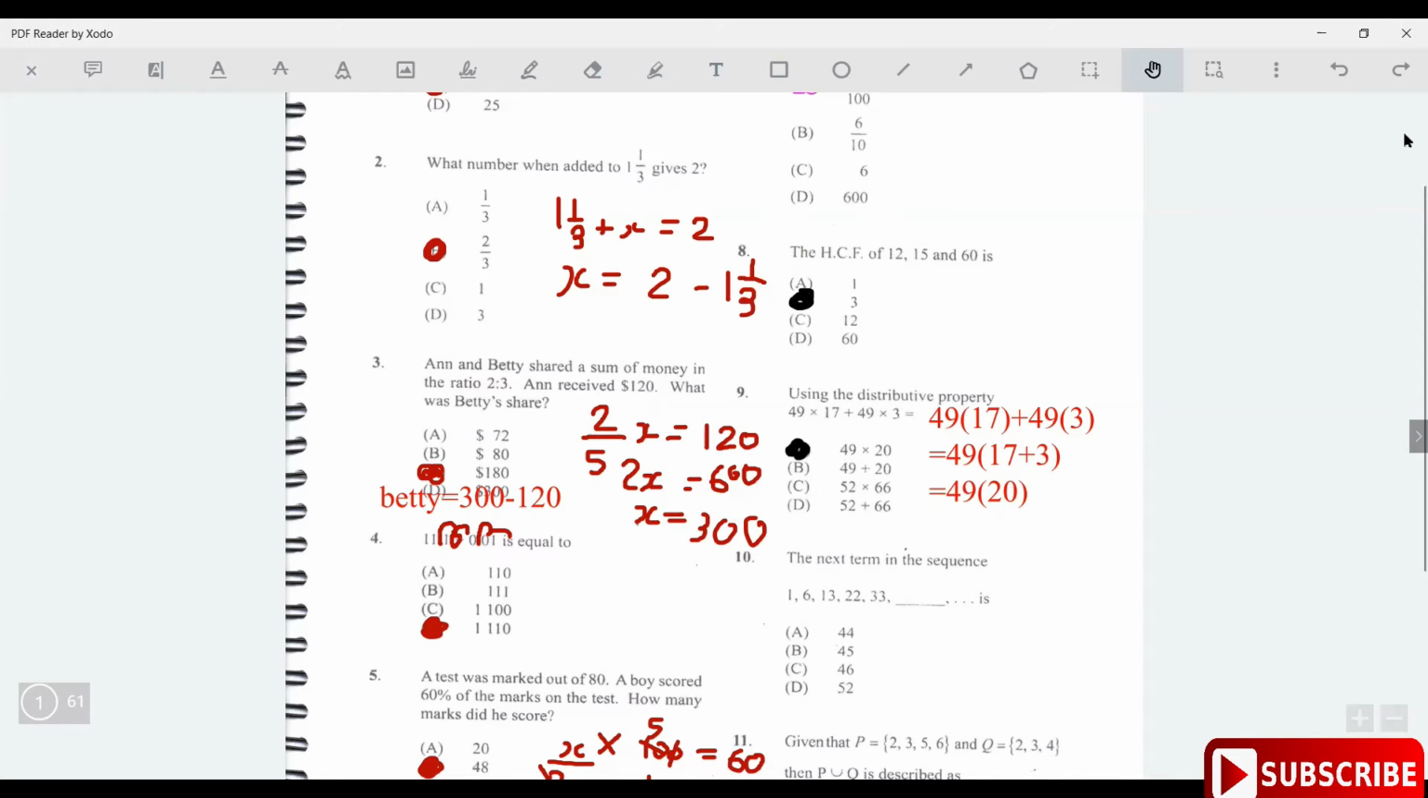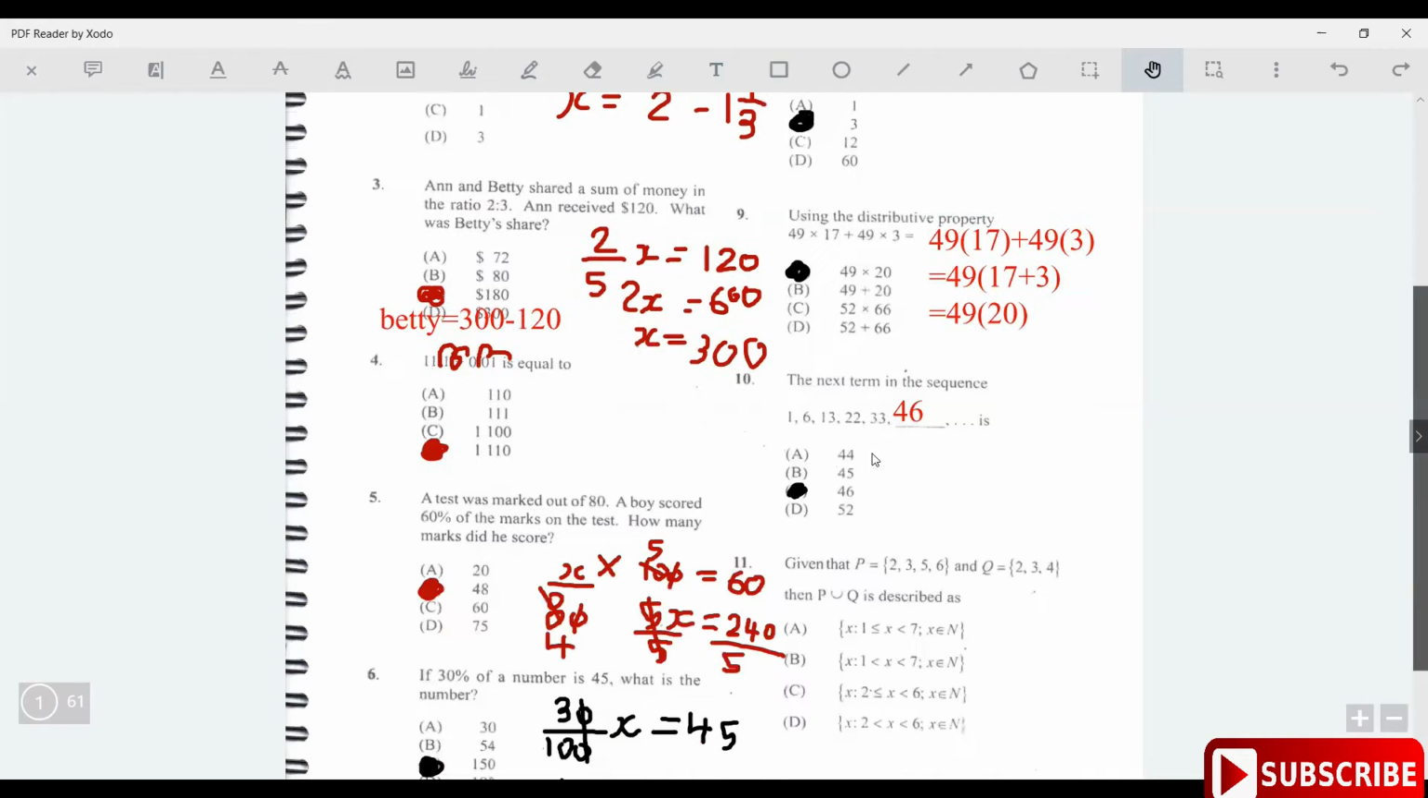Question 10 says the next term in the sequence 1, 6, 13, 22, 33 is, as you notice, 1 to 6, that's an increase of 5. 6 to 13 is an increase of 7. 13 to 22 increased by 9. 22 to 33 increased by 11. So next we're going to increase by 13. So increasing by 13, the next term is 46. Easy question. Too easy. Option C.